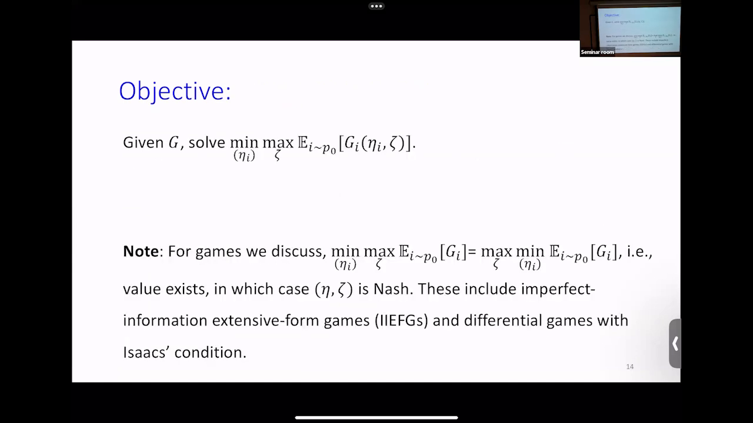Okay. So then the objective is just to solve this minimax problem. I will note in passing that we do not always have a Nash equilibrium, or the value does not always exist for the game, but for the games that we are solving, it has been proved that the value exists. So you don't have to worry about that.